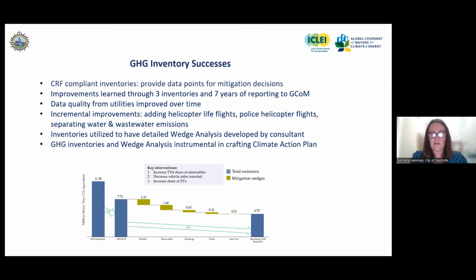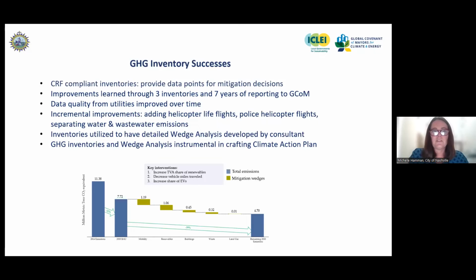And also with the water and wastewater emissions, it took us a long time to figure out how many septic systems there are in Davidson County, and the fugitive emissions from septic systems are similarly only a small part of the water and wastewater emissions. We then use these inventories to have a detailed wedge analysis developed by a consultant, and both the greenhouse gas inventories and the wedge analysis has been instrumental in crafting our climate action plan.